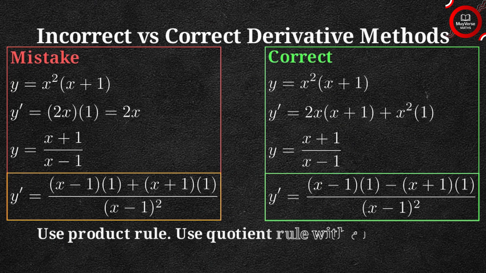Summary. For products, use the product rule. For quotients, use the quotient rule with a minus sign in the numerator. Small sign errors lead to big mistakes, so always check the formula.